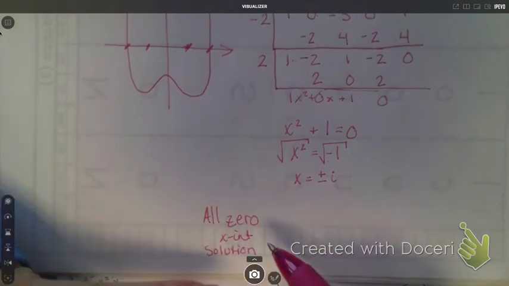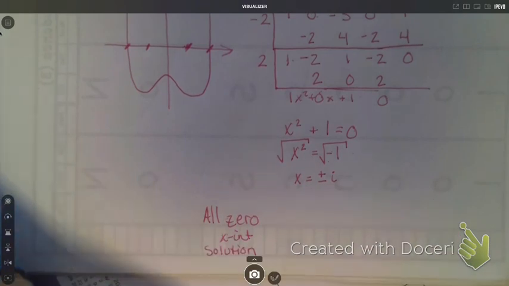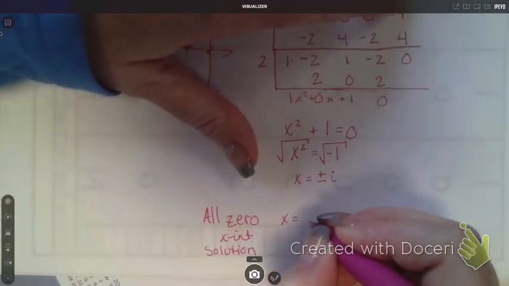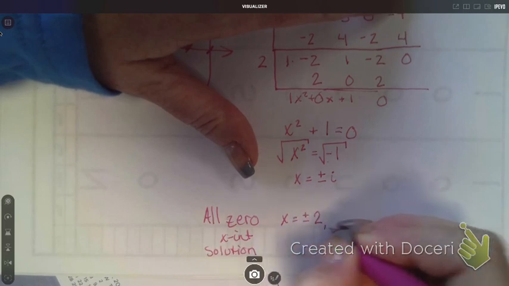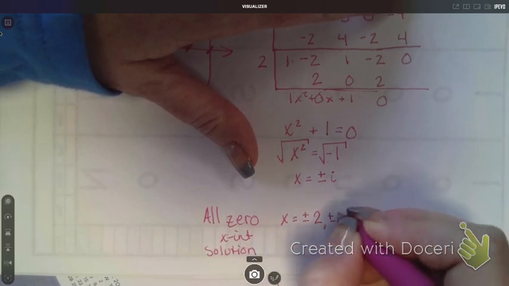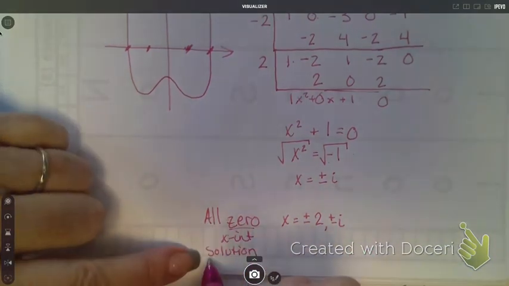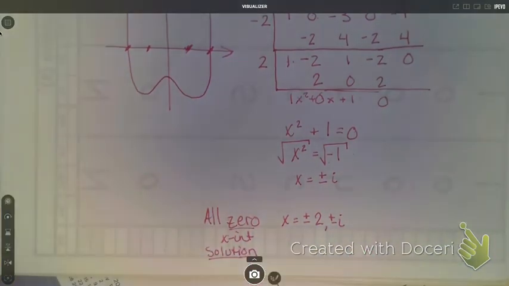Now, I am going to take out one of these because it doesn't fit after we write it. I'll just explain to you. So we have x equals plus or minus 2, correct? And plus or minus i. Now, I will accept zeros on here, and I will accept solutions, but I won't accept x-intercepts.